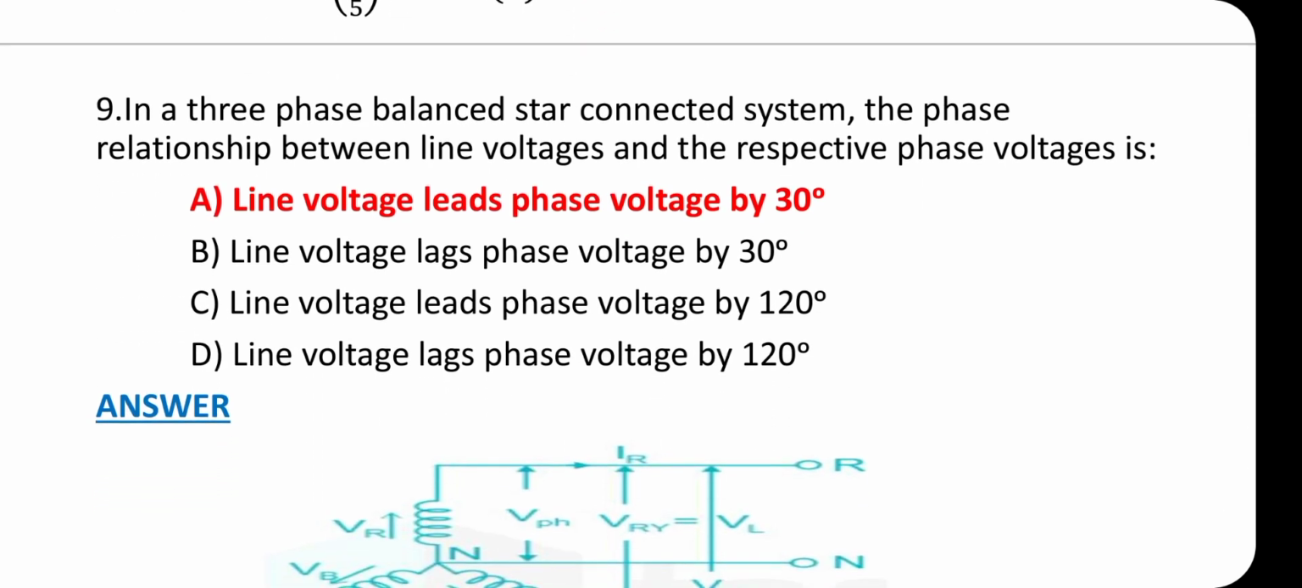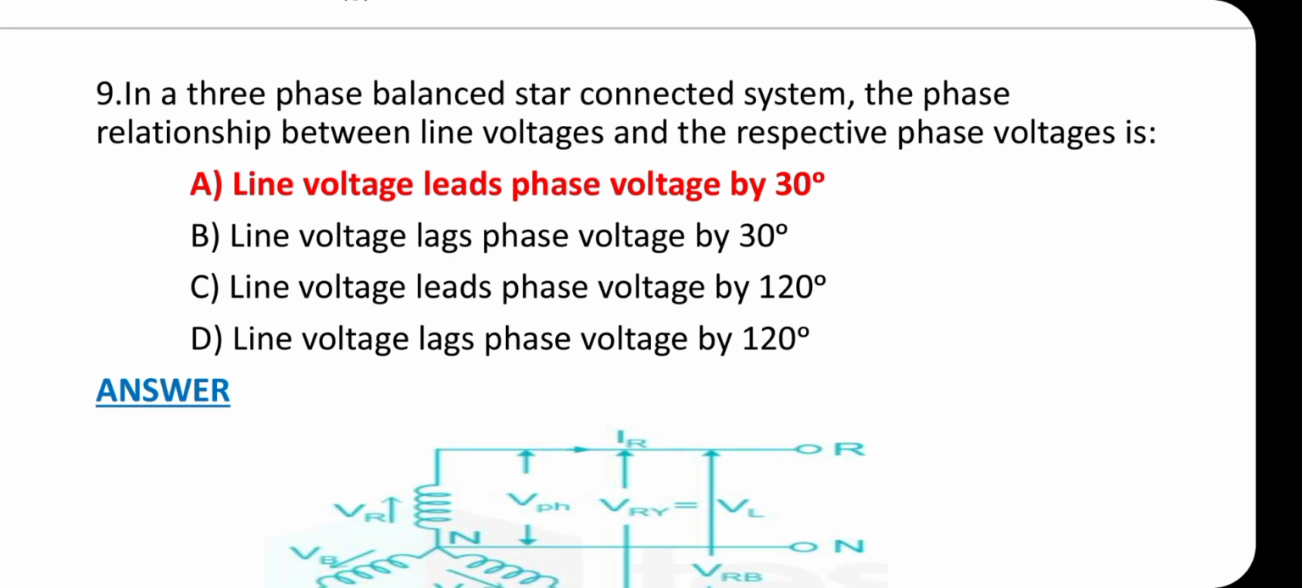In a three-phase balanced star connected system, the phase relationship between line voltage and the respective phase voltage is option A, line voltage leads phase voltage by 30 degree. In a three-phase load, three different impedances are connected together in a star or delta fashion. The delta in a three-phase system is formed by connecting one end of the winding to the starting end of the other winding, and the connections are continued to form a closed loop. The star in a three-phase system is formed by connecting one end of all three impedances together.